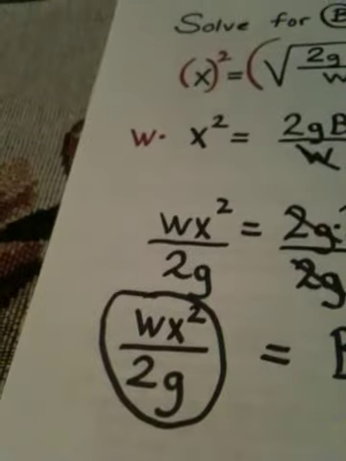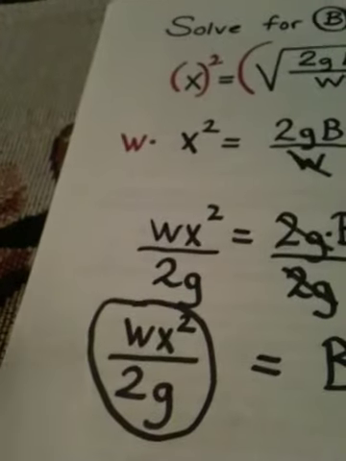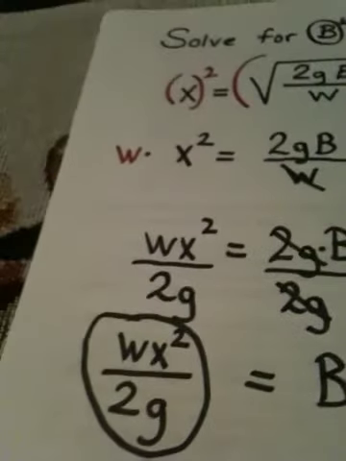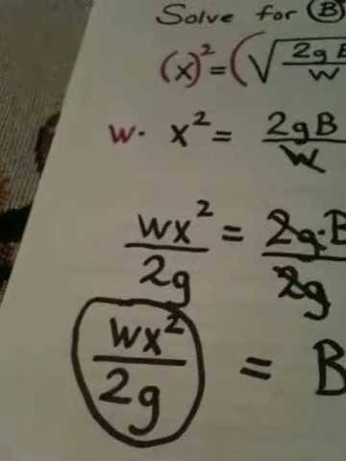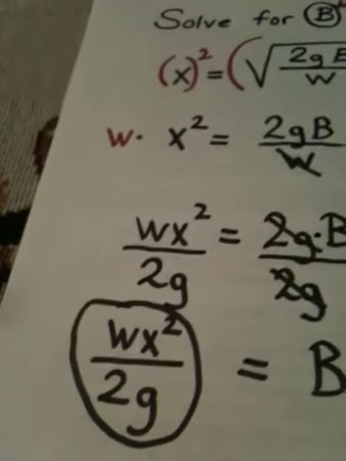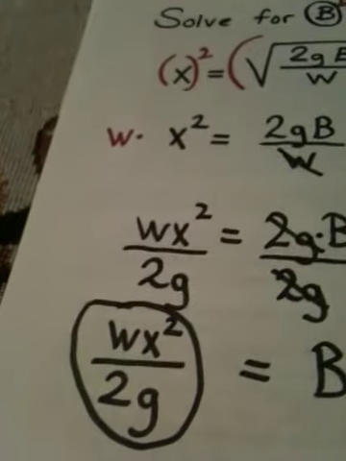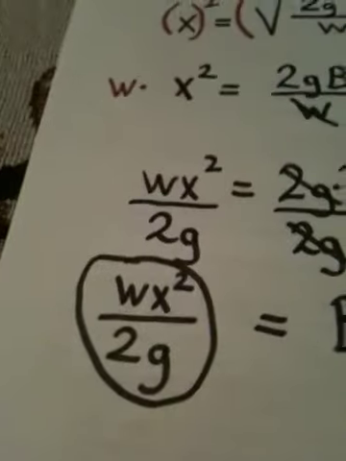And in the numerator, if you have x squared w instead of wx squared, that's obviously okay too, because multiplication is commutative, so no matter what order you put them in, it's the same answer. Okay.